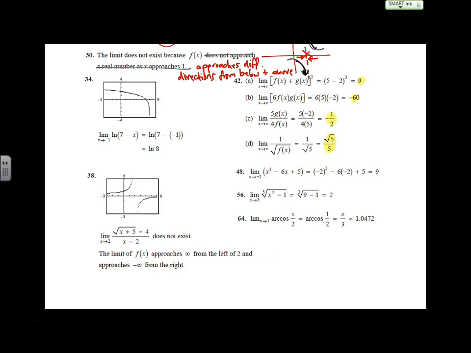Number 38. Look at that. The functions are going two different ways. No, the limit does not exist. You can be super snazzy and talk about from below, they say from the left, same thing. From below, from the left, the function is going to positive infinity, and from the right, from above, the function is approaching negative infinity.